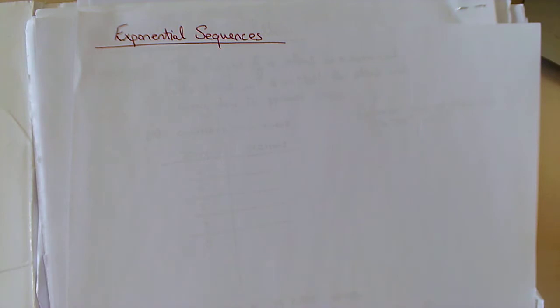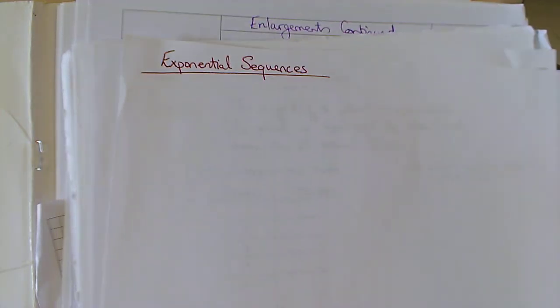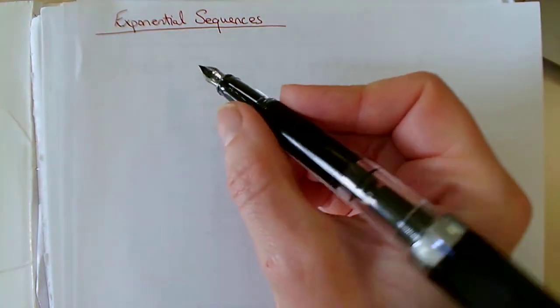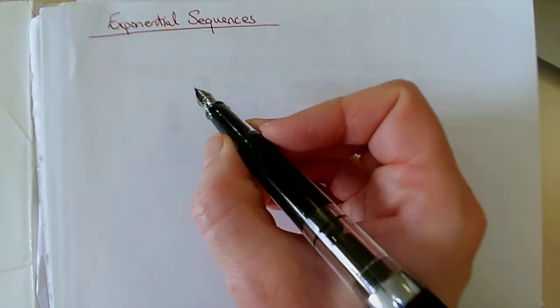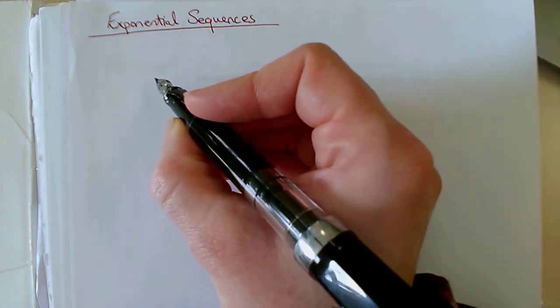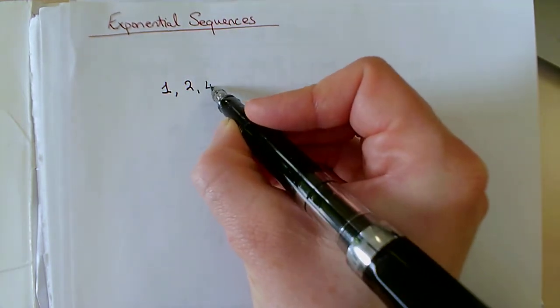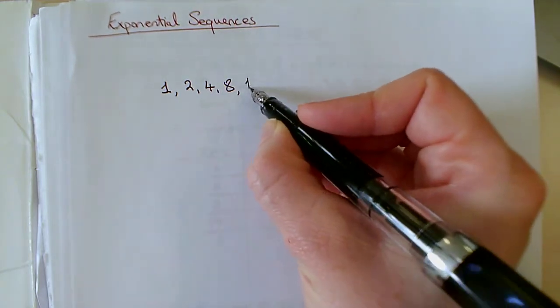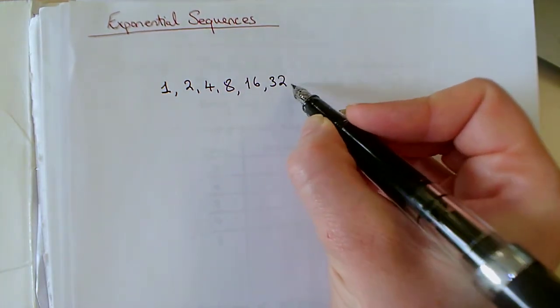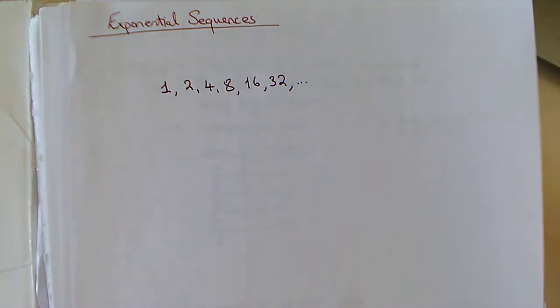And now the fourth type of pattern we're going to learn about are exponential patterns, or exponential sequences. So let me just give you an example of what an exponential sequence looks like, and then we'll write down a definition afterwards. So an exponential sequence might be something like this: 1, 2, 4, 8, 16, 32. I wonder if you can spot the pattern already. You probably can, but just in case.